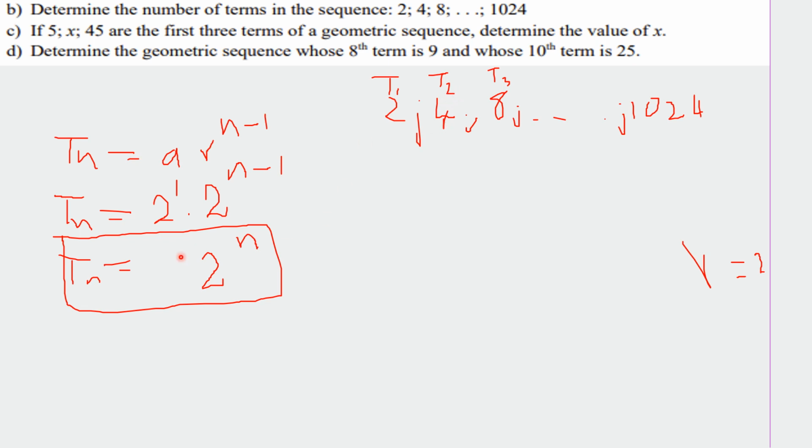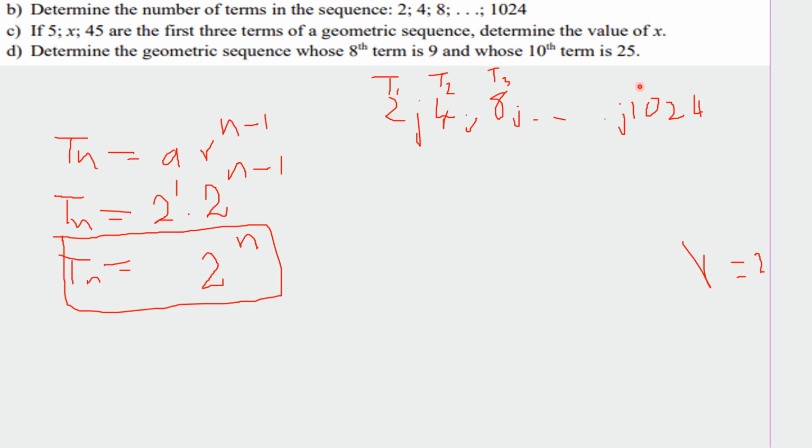So now we have the general term of the sequence. Remember, if we have the general equation, we can solve so many problems that will be given to us. So the problem here, they say we must determine the number of terms in the sequence, but they have given us the value of the last term, which is going to be how much?